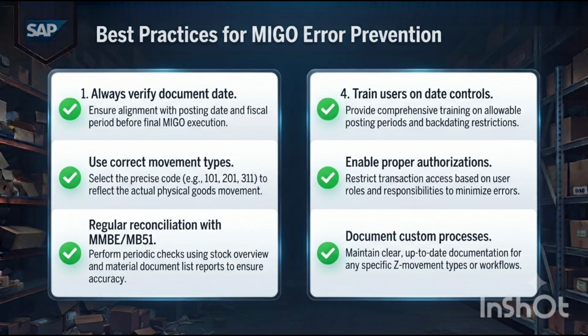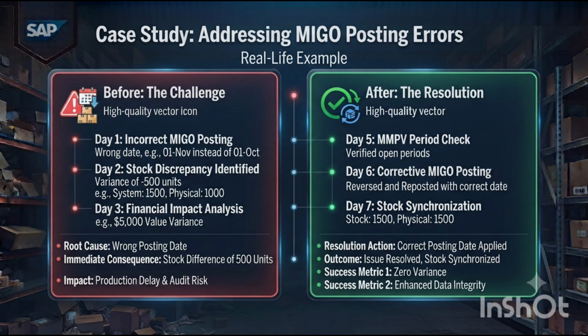Document your common issues and their solutions for quick reference. Use the notes field effectively in MIGO for future tracking. Following these practices consistently will dramatically reduce MIGO related problems and improve overall inventory accuracy in your respective organization. Let me share a real life case study.